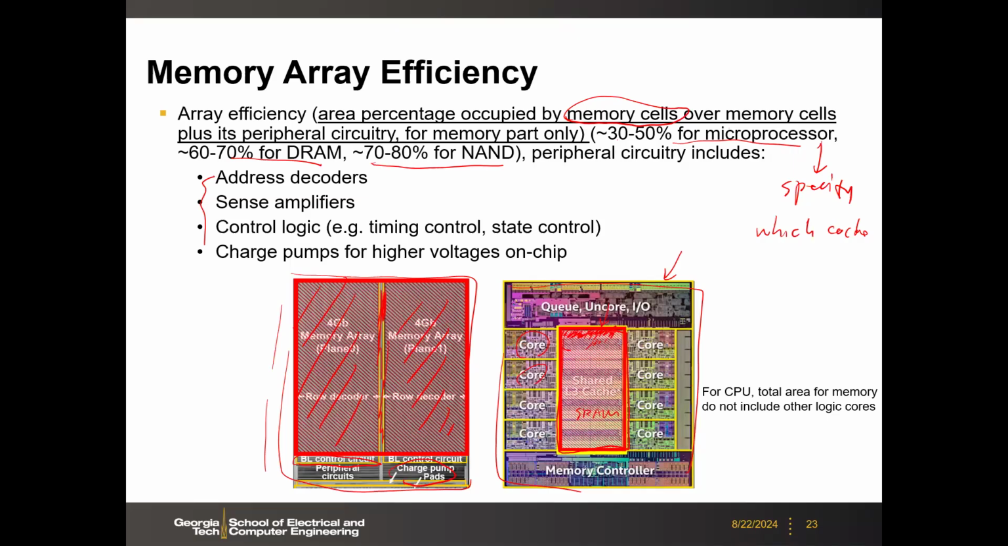Let's resume our discussions. In the last lecture, we talked about the memory array efficiency, and this is an indicator of how well the design is. Ideally, you want to maximize the area occupied by the memory cells instead of the peripheral circuits. So today we are going to see some real examples with real silicon data.